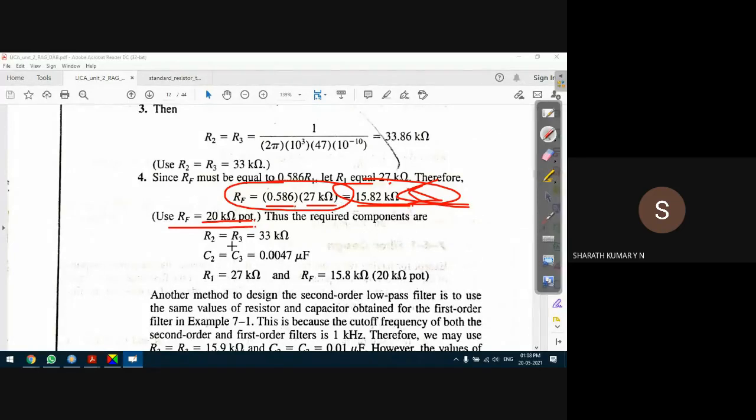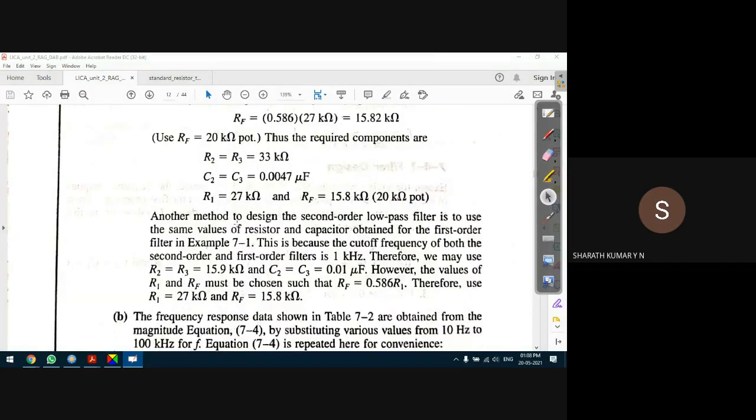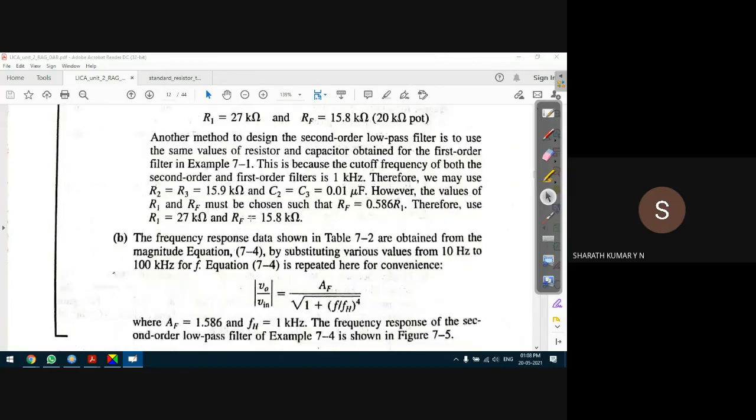So R2, R3 is 33 kilo ohm, C2, C3 assumed, that is selected, 0.0047 microfarad. R1 is 27 kilo ohm, again it is selected. RF is 20 kilo ohm potentiometer. So we expect it to be 15.8 kilo ohms, to implement a second order low pass Butterworth filter.